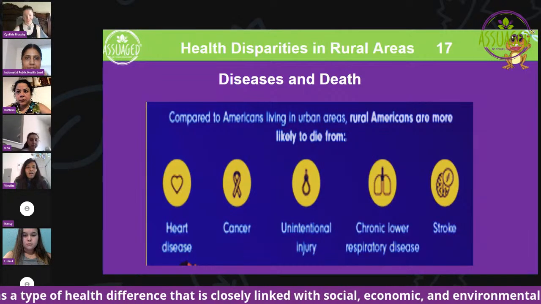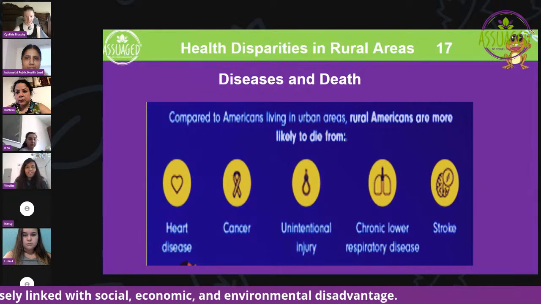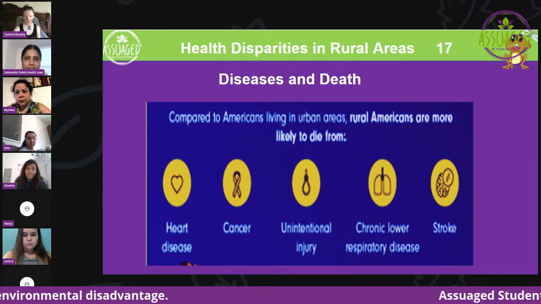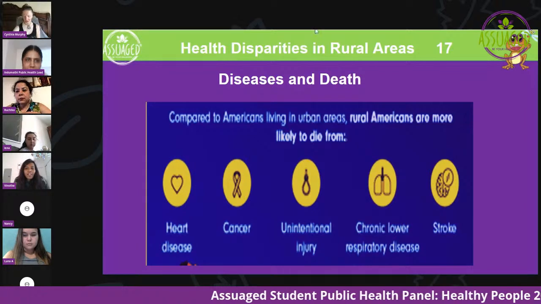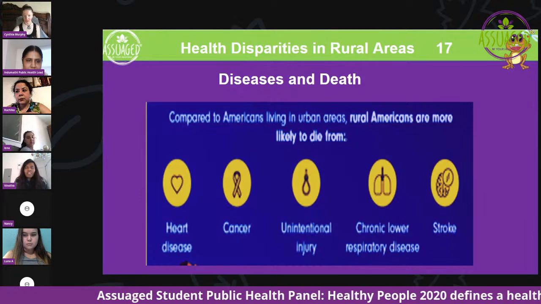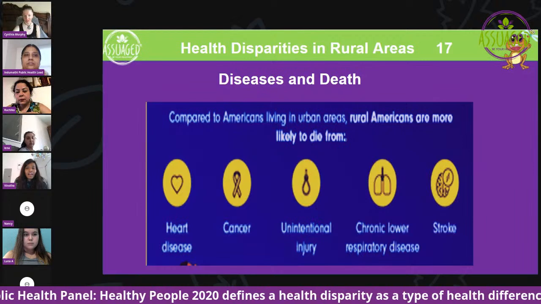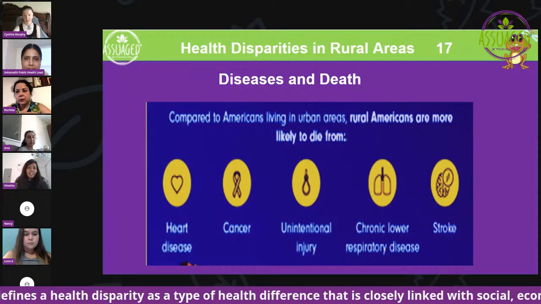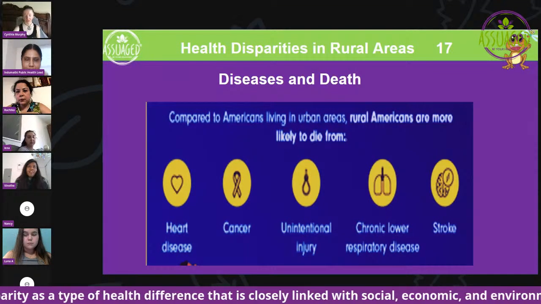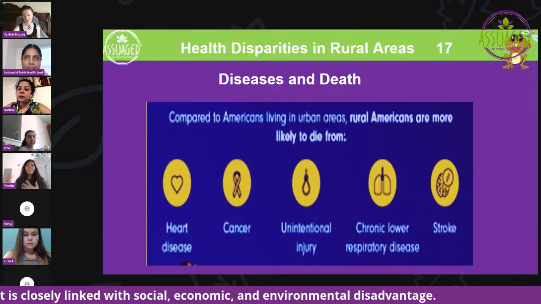So what are the health disparities according to diseases and death? Compared to Americans in urban areas, rural Americans are more likely to die from heart disease, cancer, unintentional injury, chronic lower respiratory disease, and strokes. These are alarming rates which we actually don't realize. We in the urban areas don't look at what is actually going on in the rural areas.